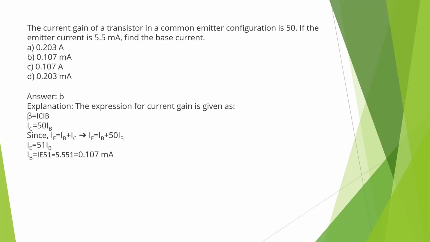The current gain of a transistor in a common emitter configuration is 50. If the emitter current is 5.5 milliampere, find the base current. Okay, so you have to find the IB. They have given the current gain, that is 50, and the emitter current IE is equal to 5.5, and we have an equation IE equal to IB plus IC. And the gain they have given is IC by IB. Okay, so just putting in this equation, it is a direct equation, you can solve it.